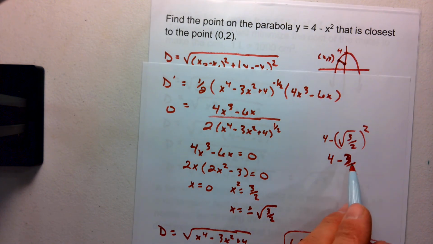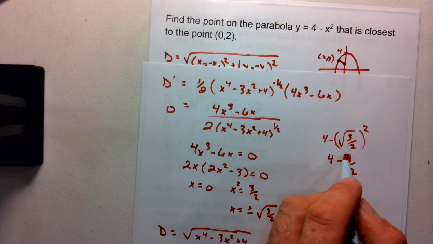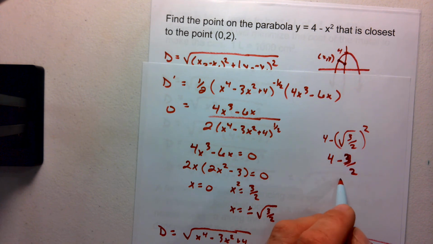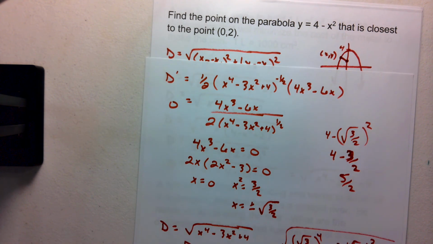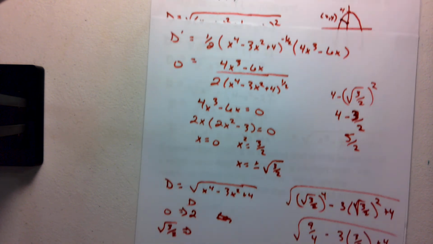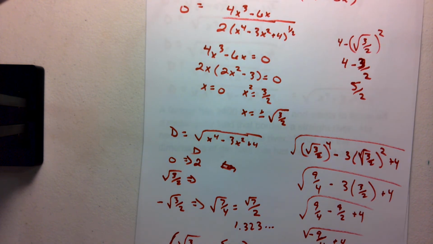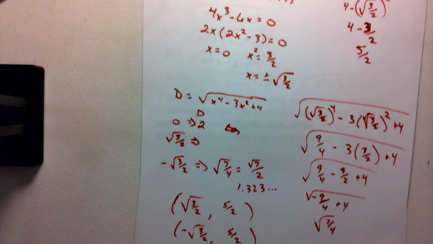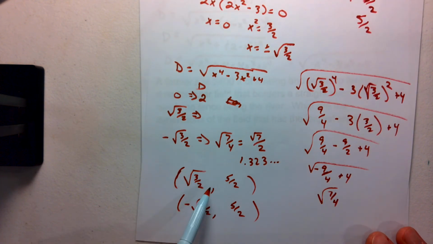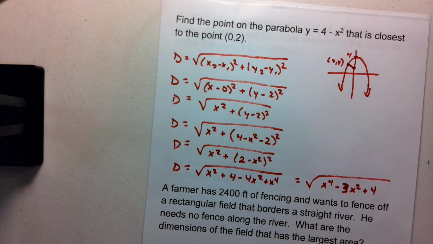Alright, so we have 3, I know it's kind of ugly there, 3 minus 3 halves, then we've got 8 halves, so we end up with 5 halves. Again, it doesn't matter if we plug in the negative or the positive of that, we still end up with 5 halves. So that's going to be my minimum point, my point that is closest on that parabola to that point. So in this case, we had to go back and look at those values. Alright, we'll do one more.